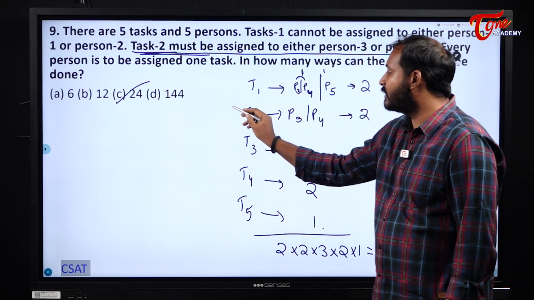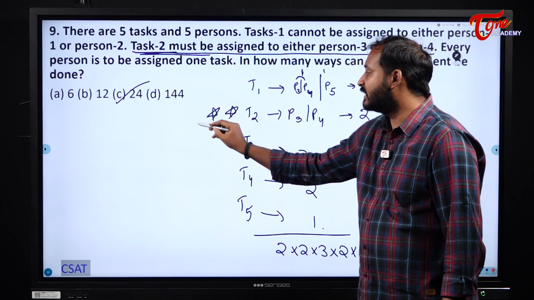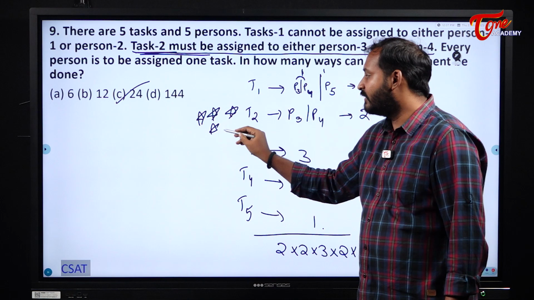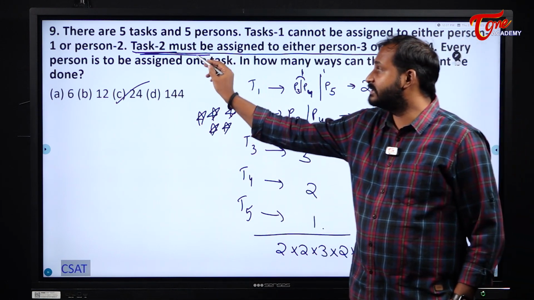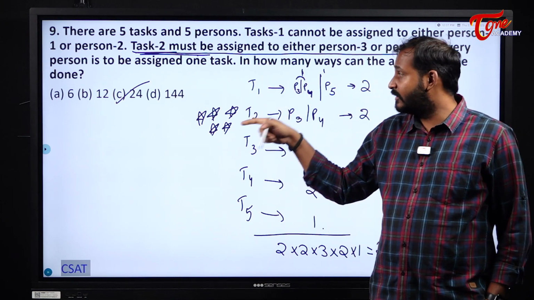Students, this is very important. To whom you are assigning the first task, that is very important. You should understand this concept. The must case you should allot first and then only go to the remaining.